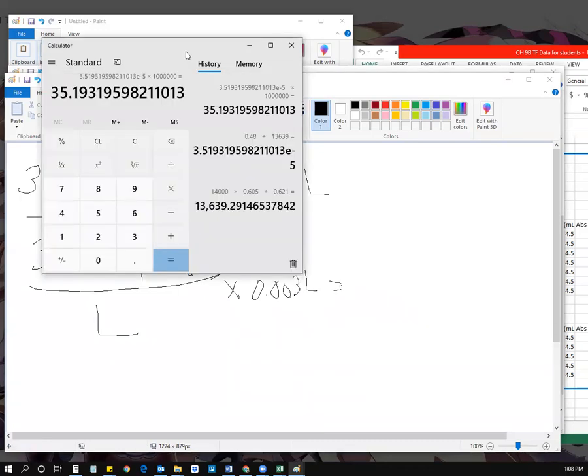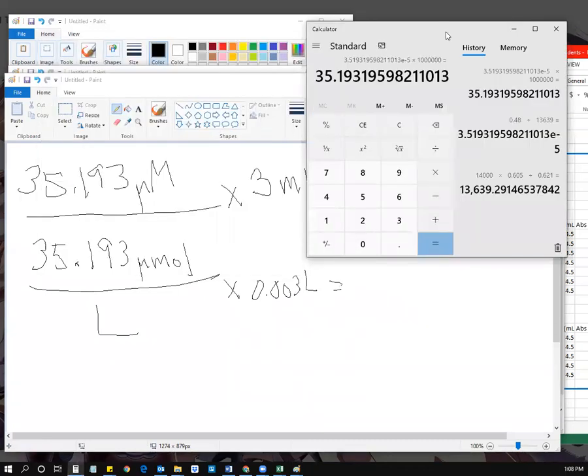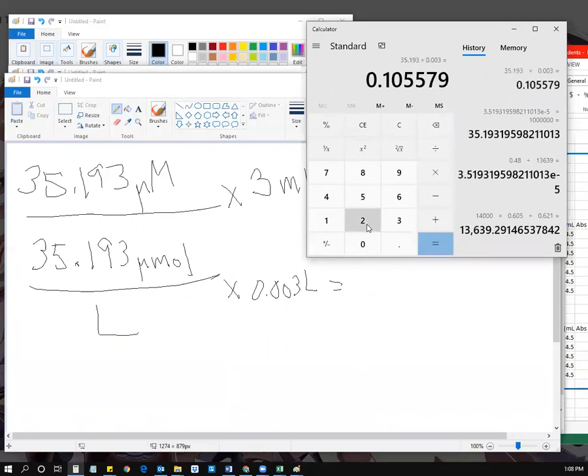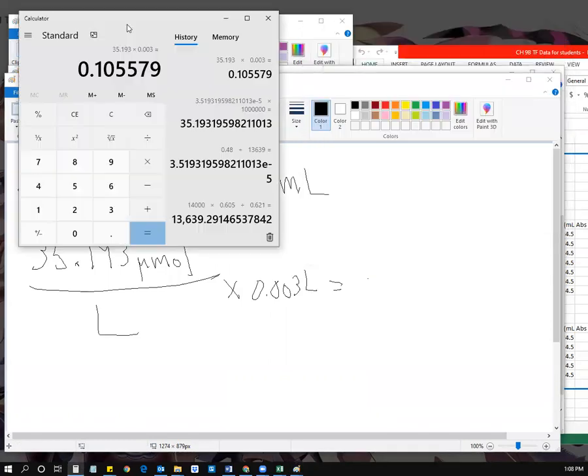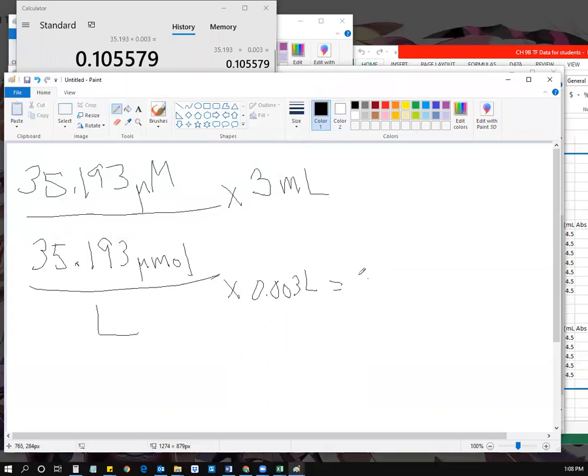Taking our previous answer, 35.193, and multiplying that by 0.003 liters. And now what we have here is 0.105579 micromoles. Remember, this was in micromoles because our first starting conversion was micromoles.